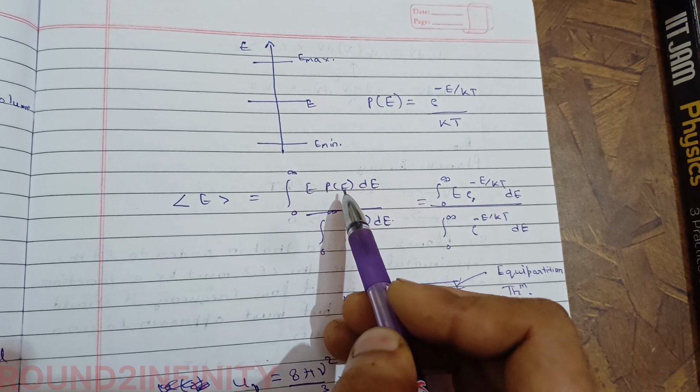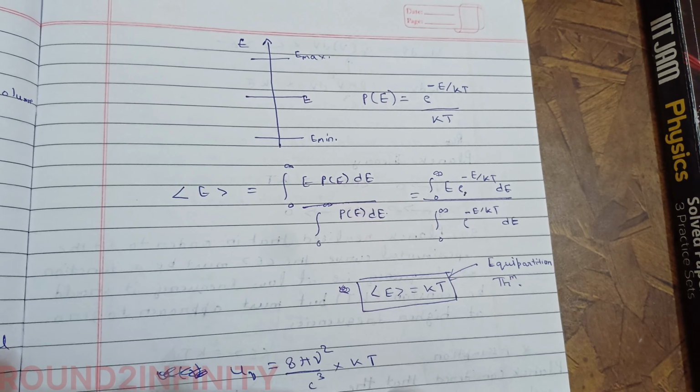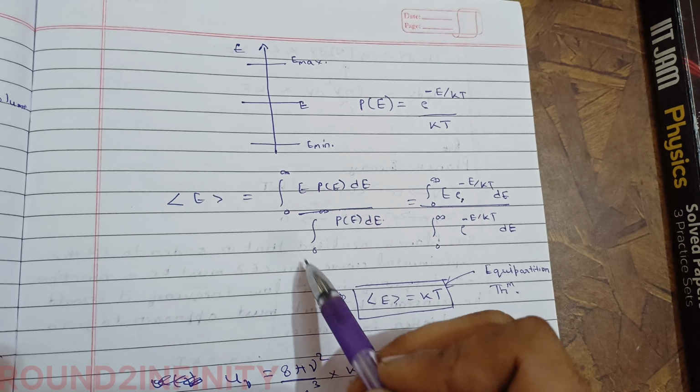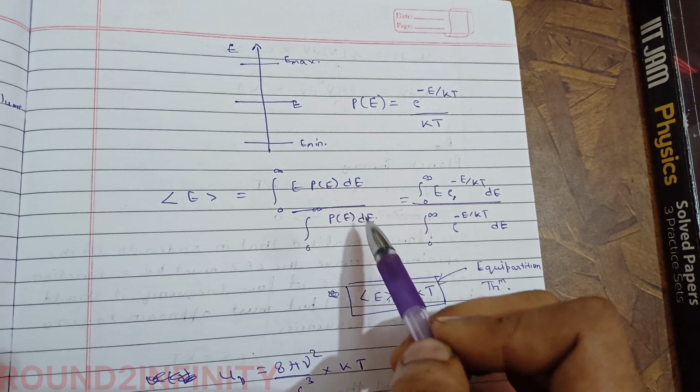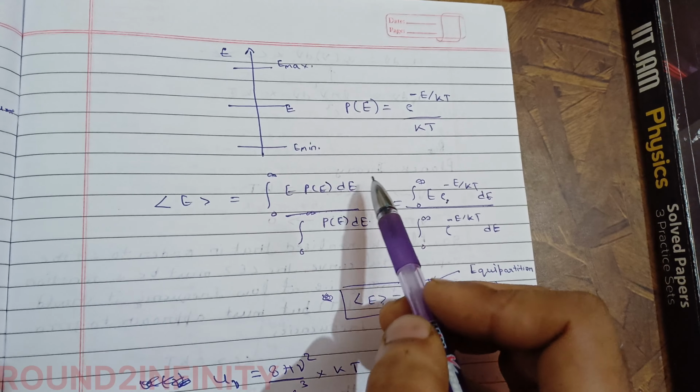So this is the energy and the probability of energy, and this will give you your average energy. This is your integration, and this is just a normalizing term, because the integral of P(E) dE will give you 1. That's how you normalize this to get the average energy. So this will be your average energy.